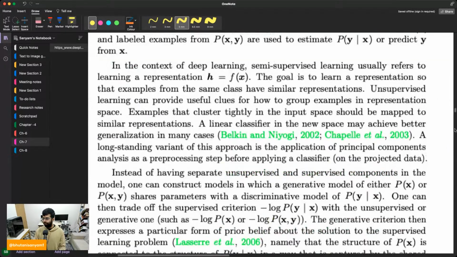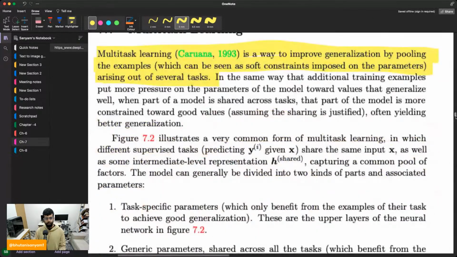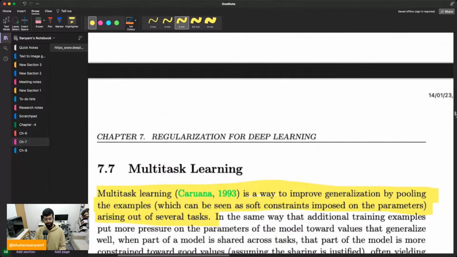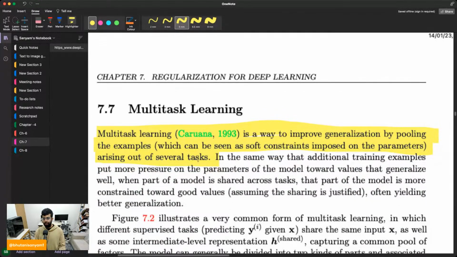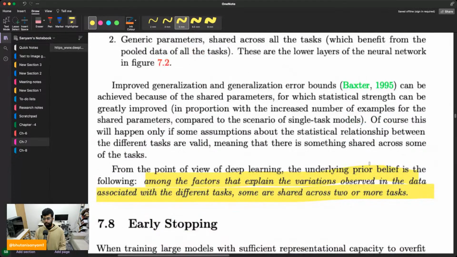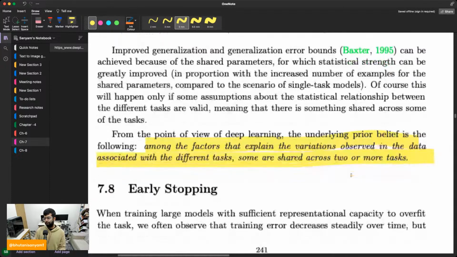Then they talk about semi-supervised learning, which I'm also going to skip. Nothing worth highlighting here. They talk about multitask learning. It's a way to improve generalization by pooling the examples, which can be seen as soft constraints imposed on parameters arising out of several tasks. From the point of view of deep learning, the underlying prior belief is that among the factors that explain variations observed in the data, some are shared across two or more tasks.